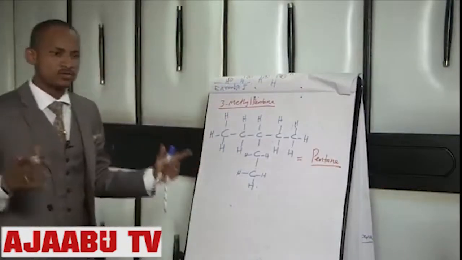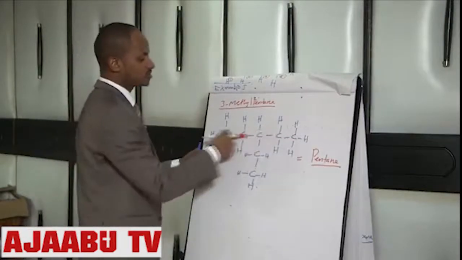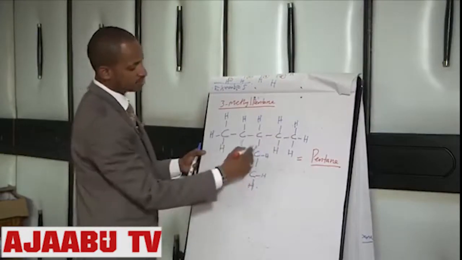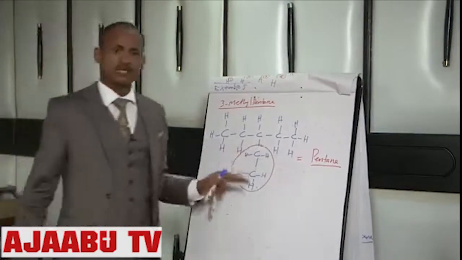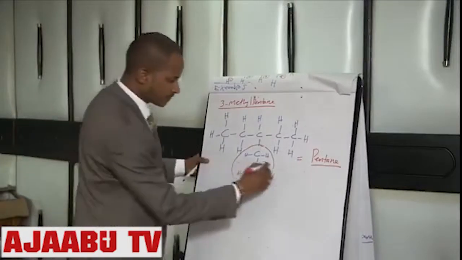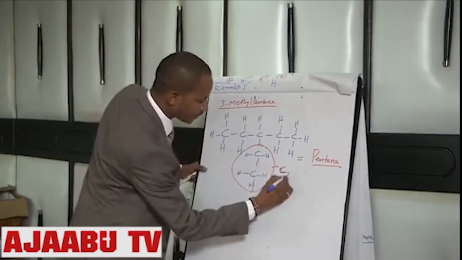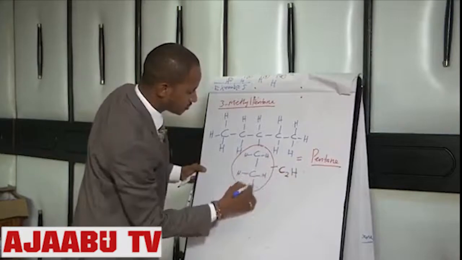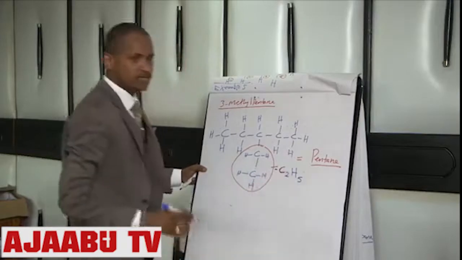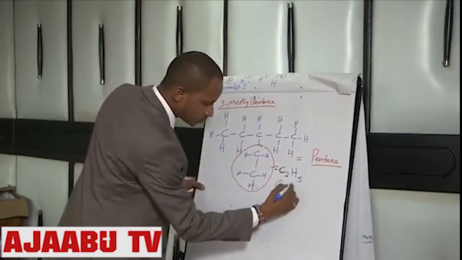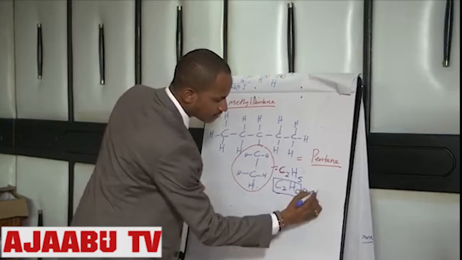Anything else which is not along the longest continuous chain is a branch. So identify the branch. If this is our longest continuous chain, then this is a branch. What name do we give to this branch? Be keen, class. This branch has 2 carbon atoms, with how many hydrogen atoms? 1, 2, 3, 4, 5. So 2 carbon atoms with 5 hydrogen atoms. The parent was C2H6. This is the parent alkane, called ethane.